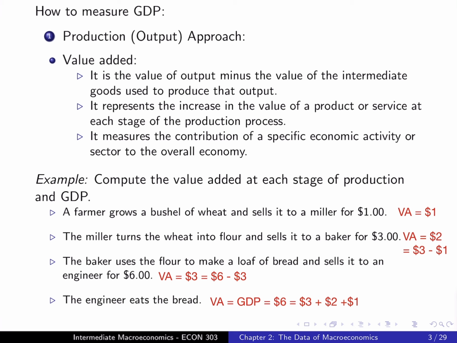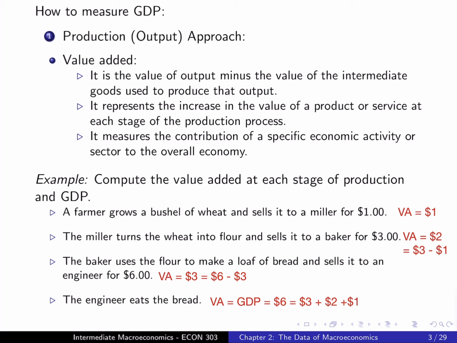Let's walk through an example. A farmer grows a bushel of wheat and sells it to a miller for $1. Farmer's value added is $1, no intermediate input. The miller grinds the wheat into flour and sells it to a baker for $3. Miller's value added is $2. That equals $3 minus $1.